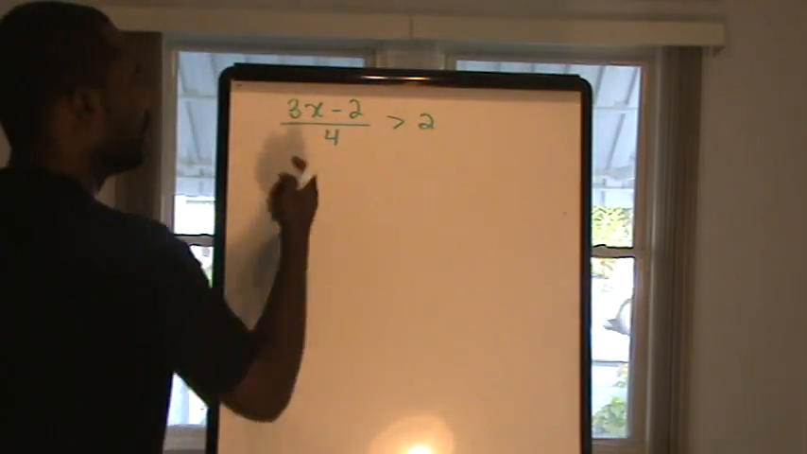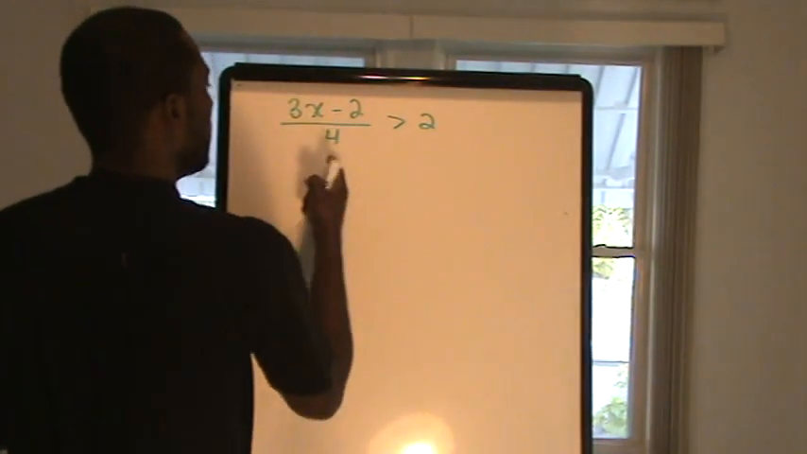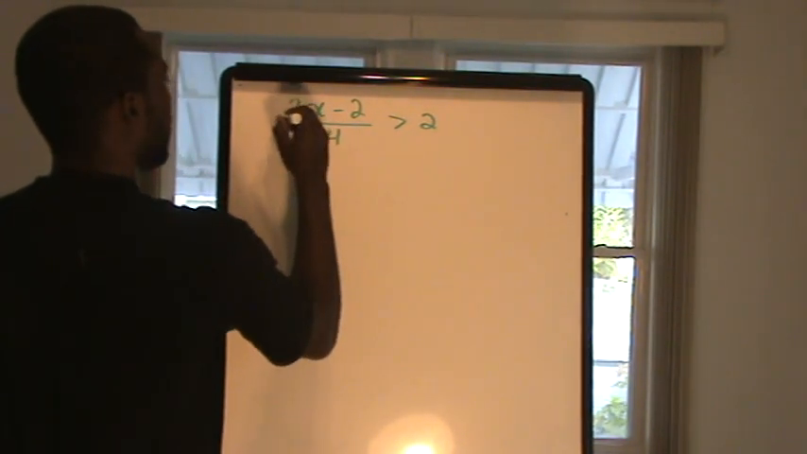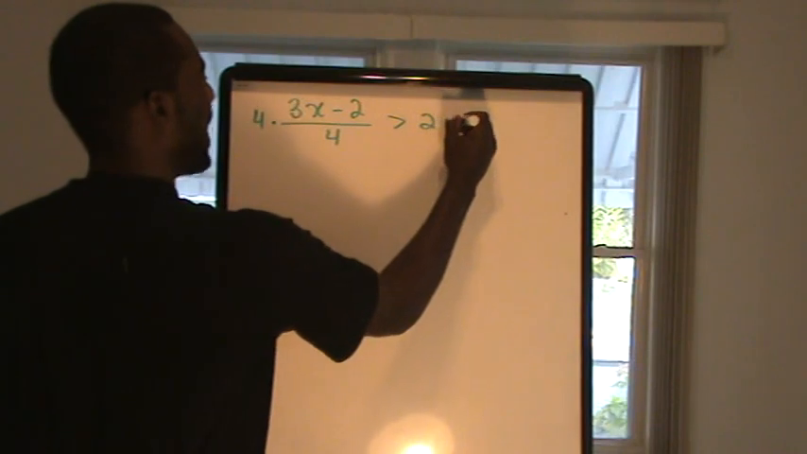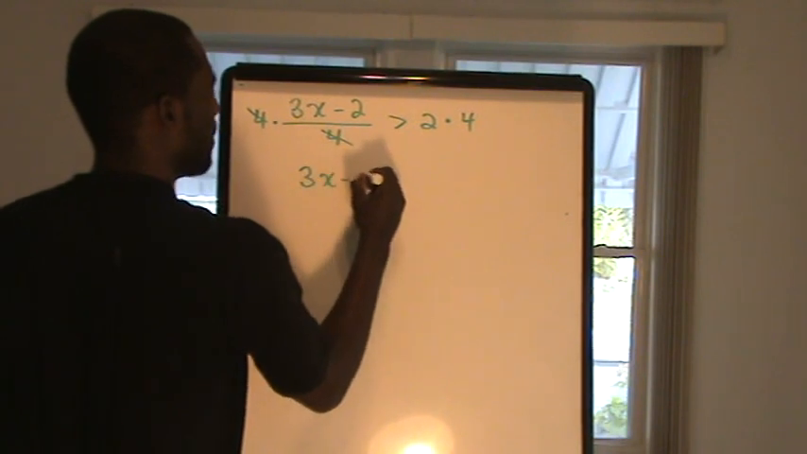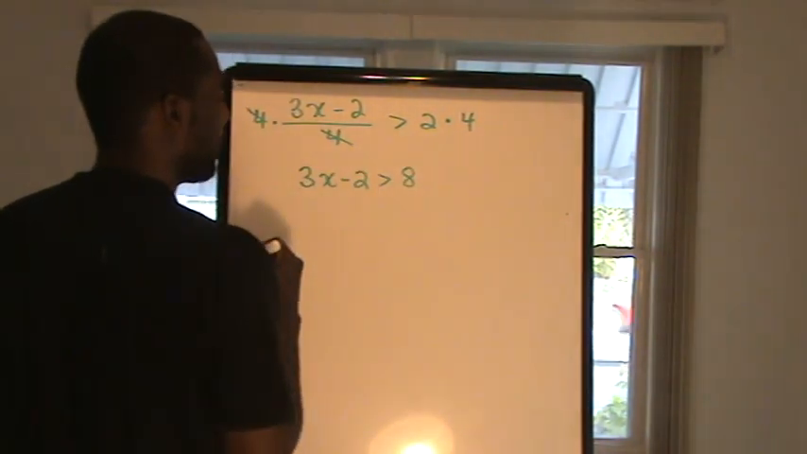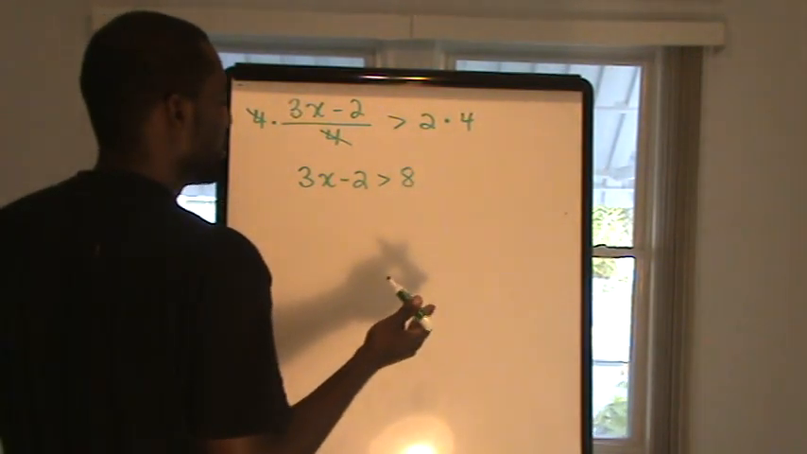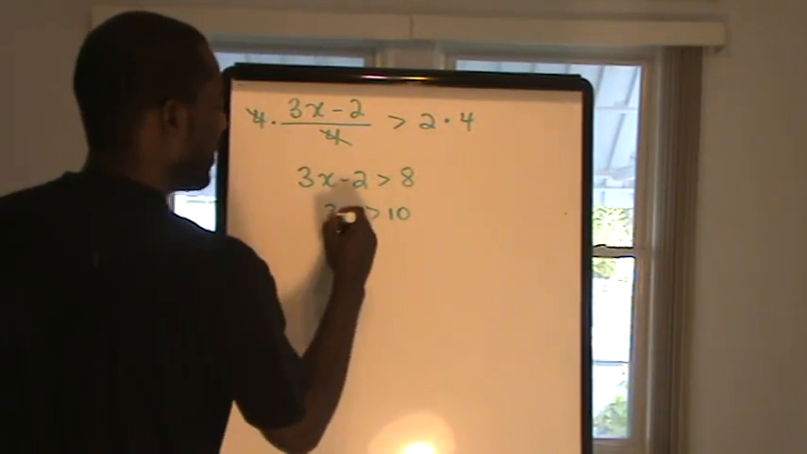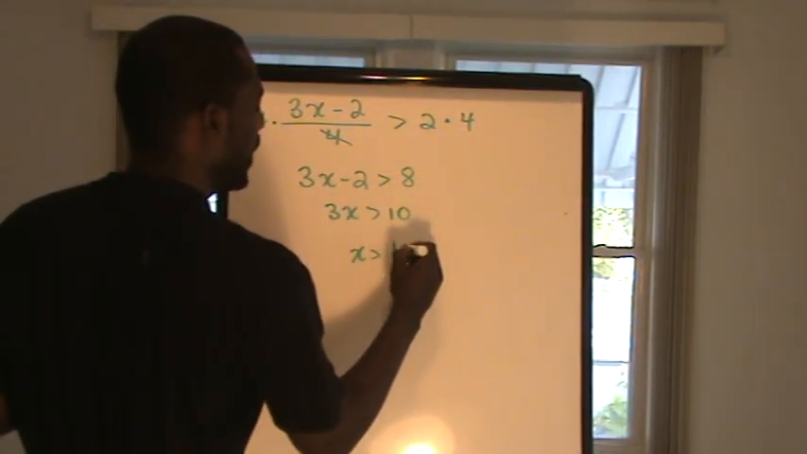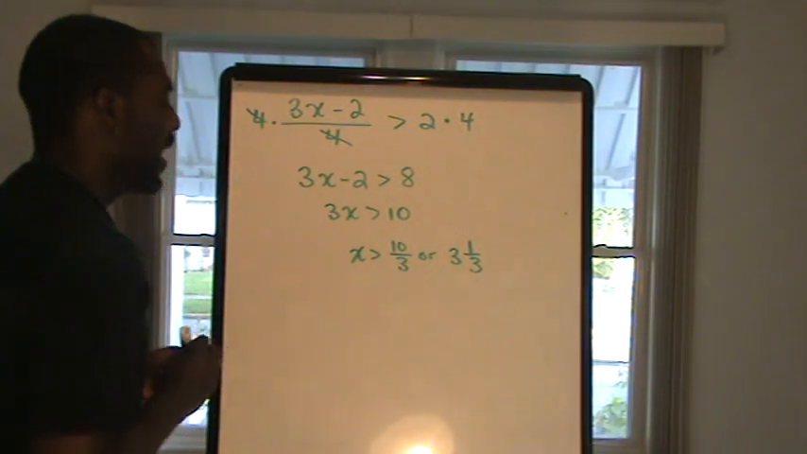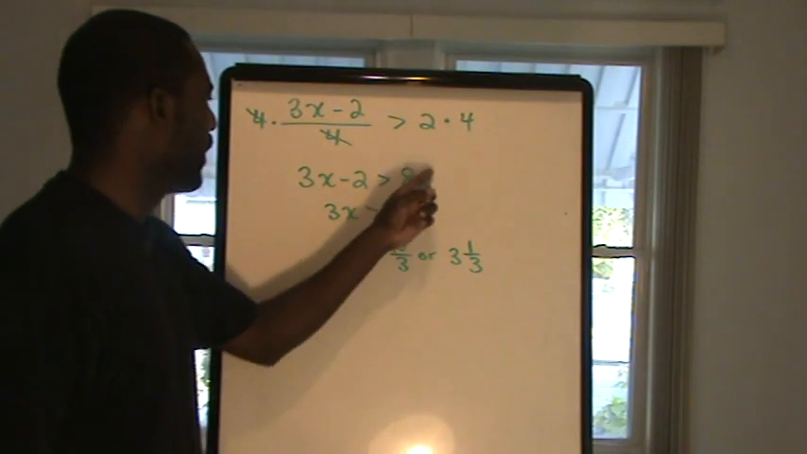The first thing we want to do in these situations is eliminate our fraction. We can do that by multiplying both sides of the inequality by the denominator. That way my 4's cancel out and I'm left with 3x minus 2 is greater than 8. I have a 2-step situation here, where I add 2 to both sides: 3x is greater than 10. Now when I divide both sides by 3, x is greater than 10/3, or 3 1/3.